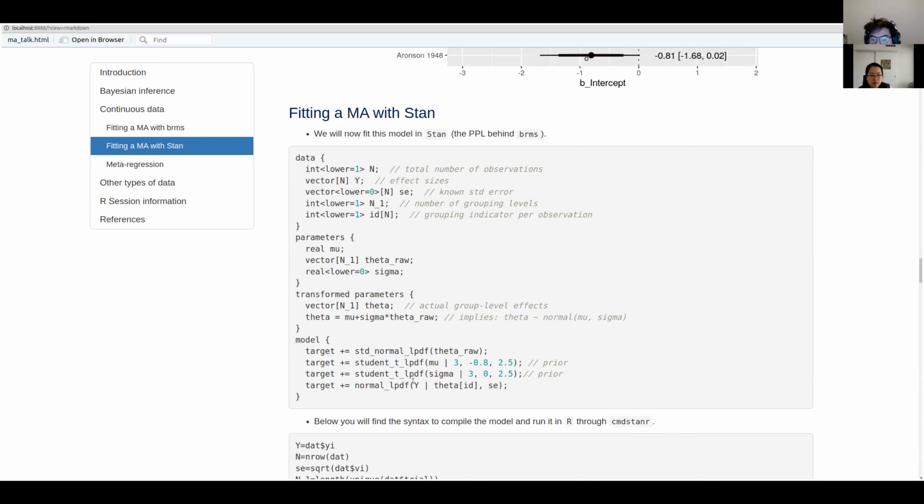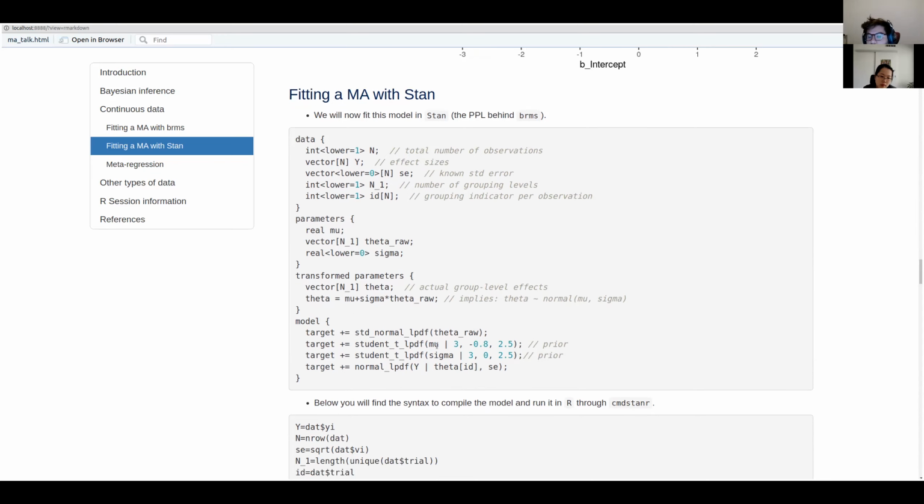So what I recommend, for example, for this model, instead of giving really wide or really vague priors, what I usually do for mu and sigma, and this is the default from brms, is weakly informative priors, in the sense that you don't expect that your mean effect size is really greater than 3 or 4, or less than minus 3 or 4, and you also don't expect that your standard deviation, the between-study variation, is that big, right?